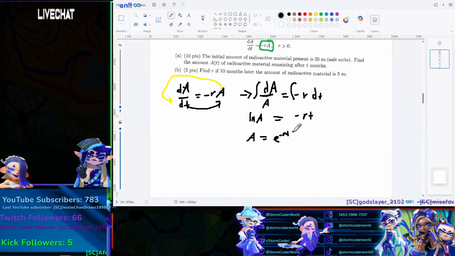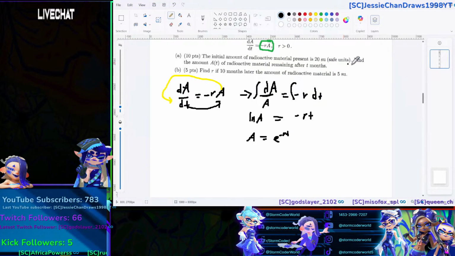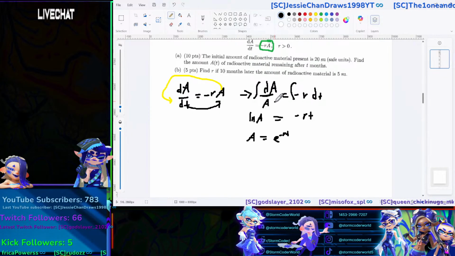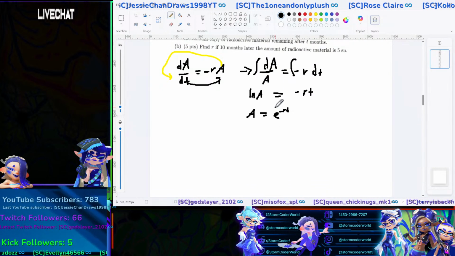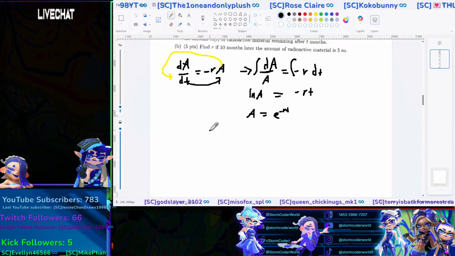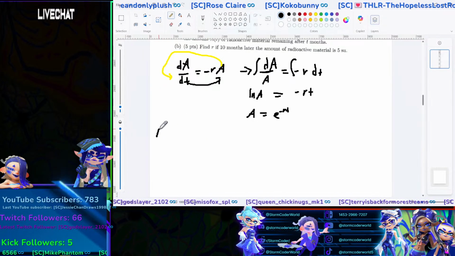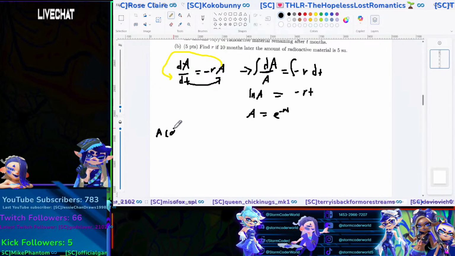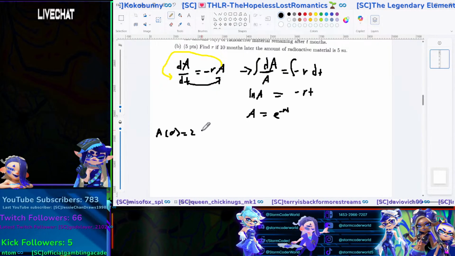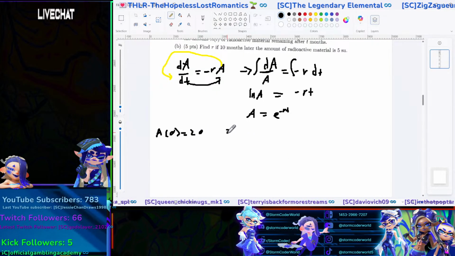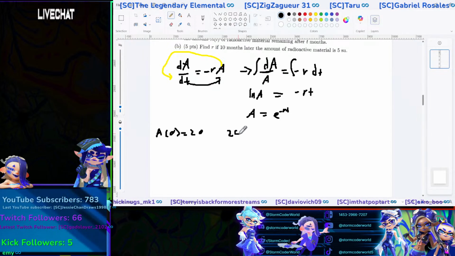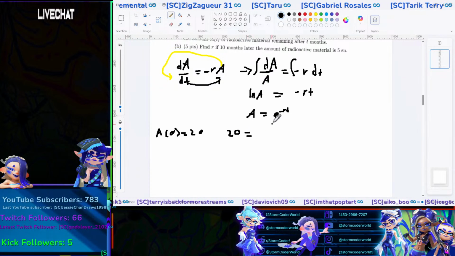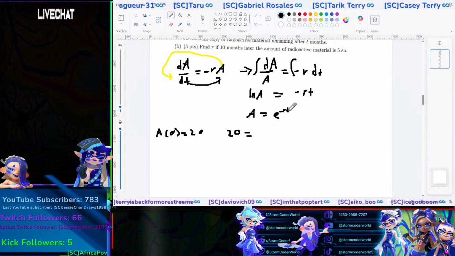Right? So this is my base function here. Another thing I could do, because I know this is 20, I want to figure out what my r is. So at the very initial is when t is equal to 0. So at A of 0 is equal to 20. So in my case, I would have 20 here is equal to, in this case, this would be 0.